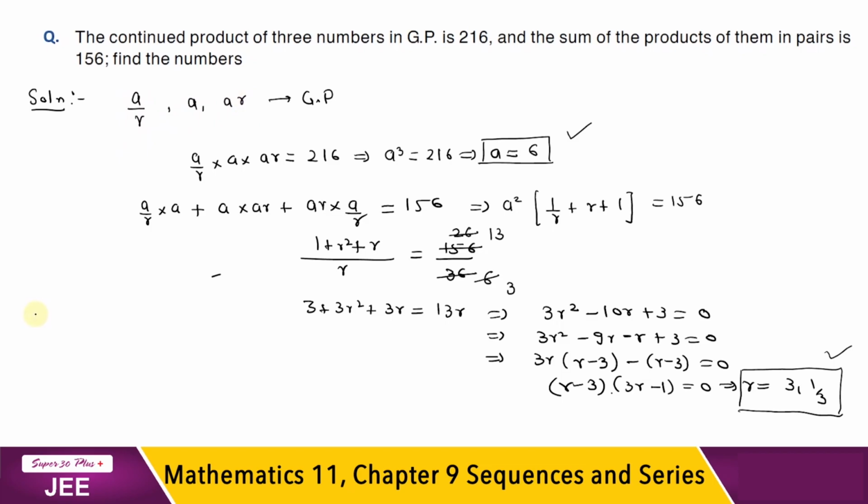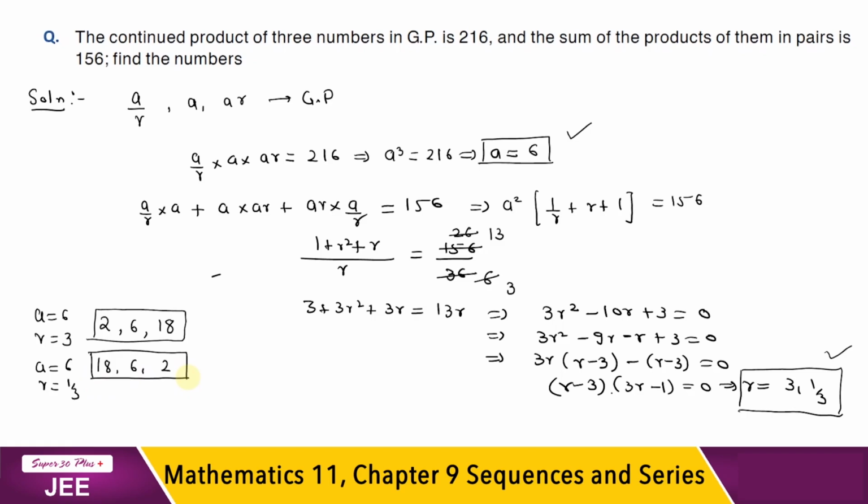So if I consider a equals 6 and r equals 3, the first term is 6 by 3, which is 2. The second term is a itself, which is 6, and the third term is ar, which becomes 18. If I consider a equals 6 and r equals 1 by 3, the first term is a by r, which is 18, the second term becomes 6, and the third term becomes 2. So the numbers are 2, 6, 18 or 18, 6, 2 corresponding to this particular question.